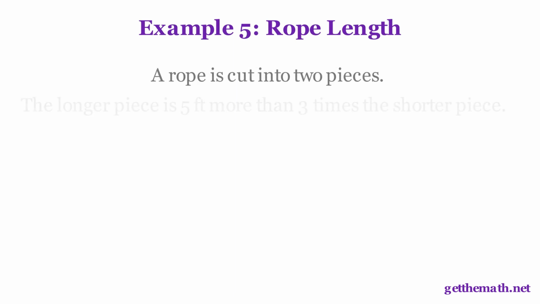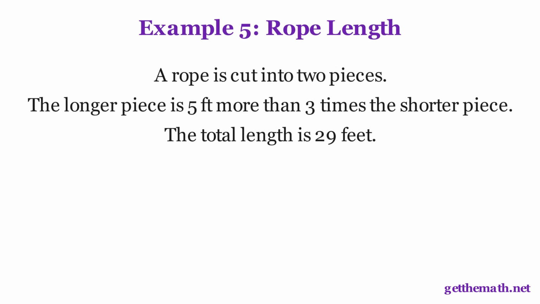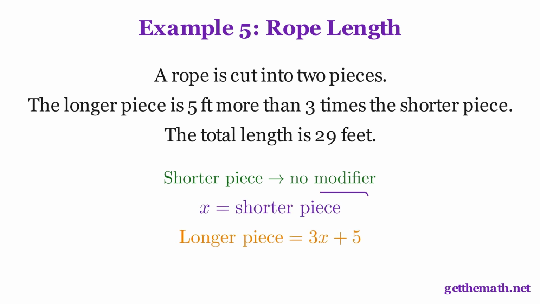Example 5. Lengths. A rope is cut into 2 pieces. The longer piece is 5 feet more than 3 times the shorter piece. The total length is 29 feet. The shorter piece has no modifier, so x equals the shorter piece. The longer piece is 3x plus 5.